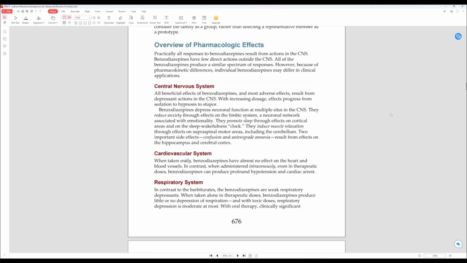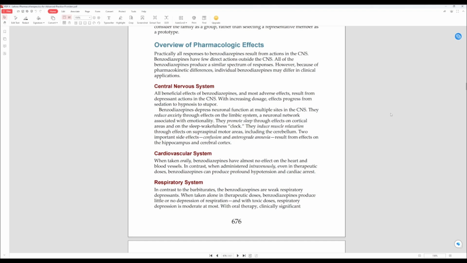Overview of the pharmacologic effects. Practically all responses to benzodiazepines result from the action in the CNS. Benzodiazepines have few direct actions outside of the CNS. All of the benzodiazepines produce a similar spectrum of responses. However, because of pharmacokinetic differences, individual benzodiazepines may differ in clinical applications.